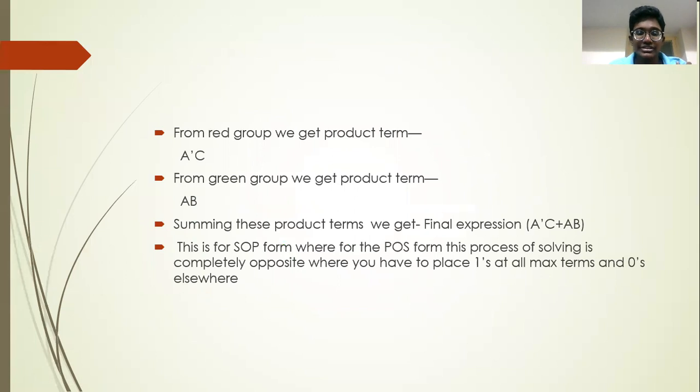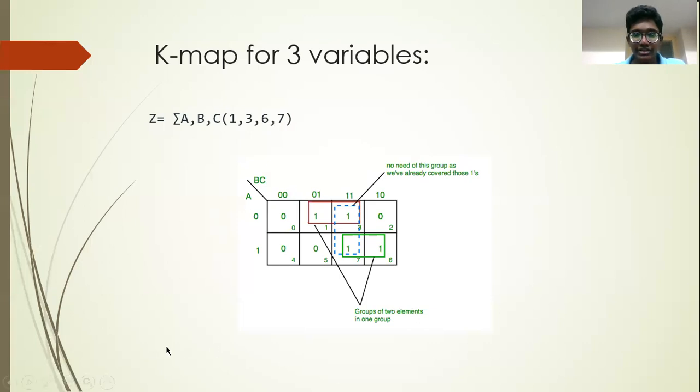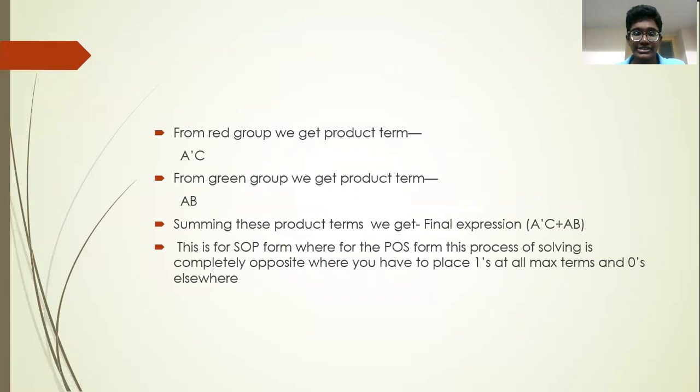From here we can see that the explanation and the approach is given over here. From the red group, we get the product term as A dash C. Here A dash C is because you can see that A is constant over here, whereas B is changing from here to here. So we should consider only C. Since the A value is 0, we are considering it as A dash and C as C. So the total term for this red group is A dash C.